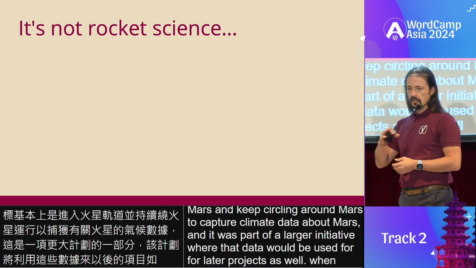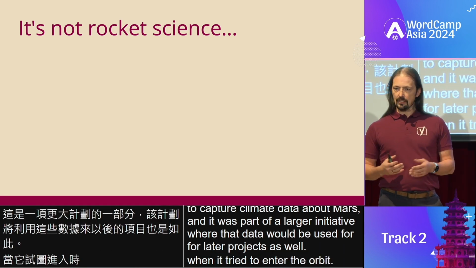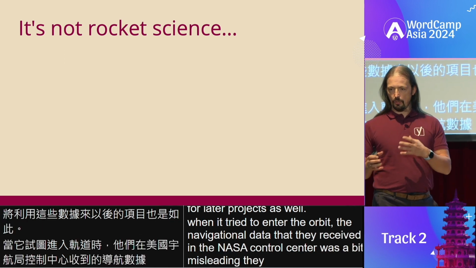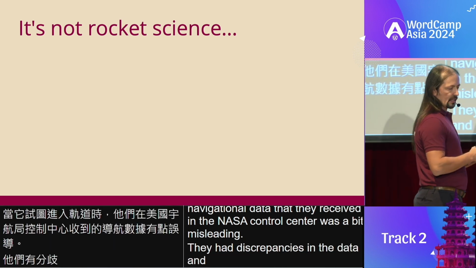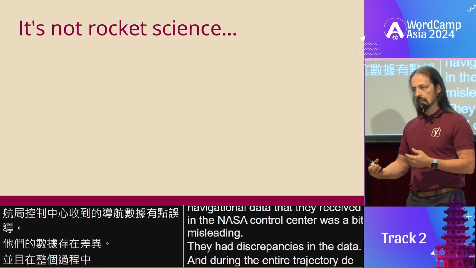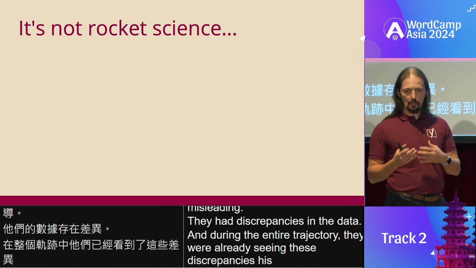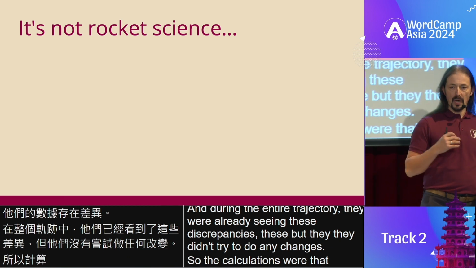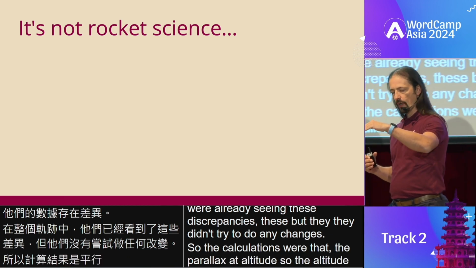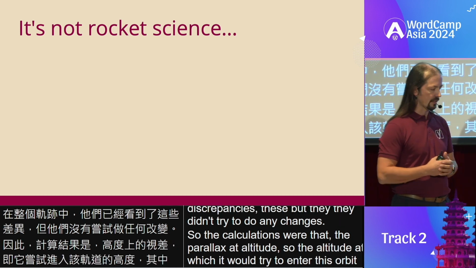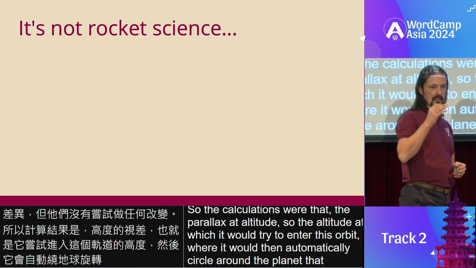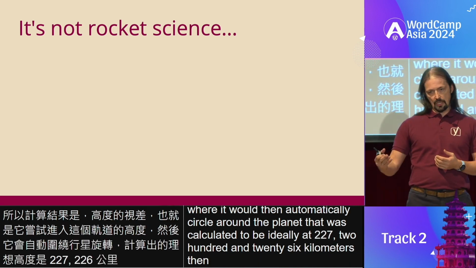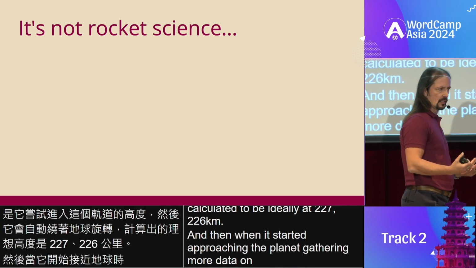When it tried to enter the orbit, the navigational data that they received in the NASA control center was a bit misleading. They had discrepancies in the data, and during the entire trajectory, they were already seeing these discrepancies, but they didn't try to do any changes. So the calculations were that the altitude at which it would try to enter this orbit, where it would then automatically circle around the planet, was calculated to be ideally at 226 kilometers.